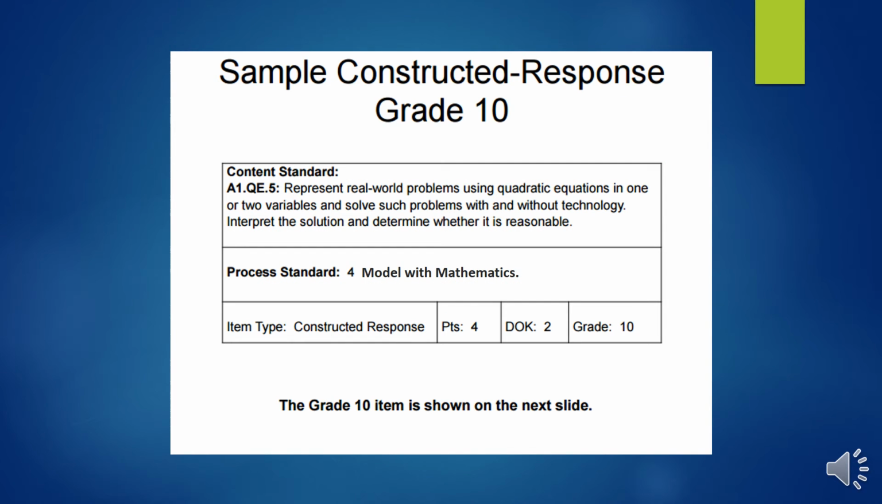So now let's actually take a look at a sample constructed response grade 10 math question. The content standard says: represent real-world problems using quadratic equations in 1 or 2 variables and solve such problems with and without technology. Interpret the solution and determine whether it is reasonable. So we're going to be working on modeling with mathematics. This is worth a total of 4 points. It's constructed response, so 2 points total for content and 2 points for process.